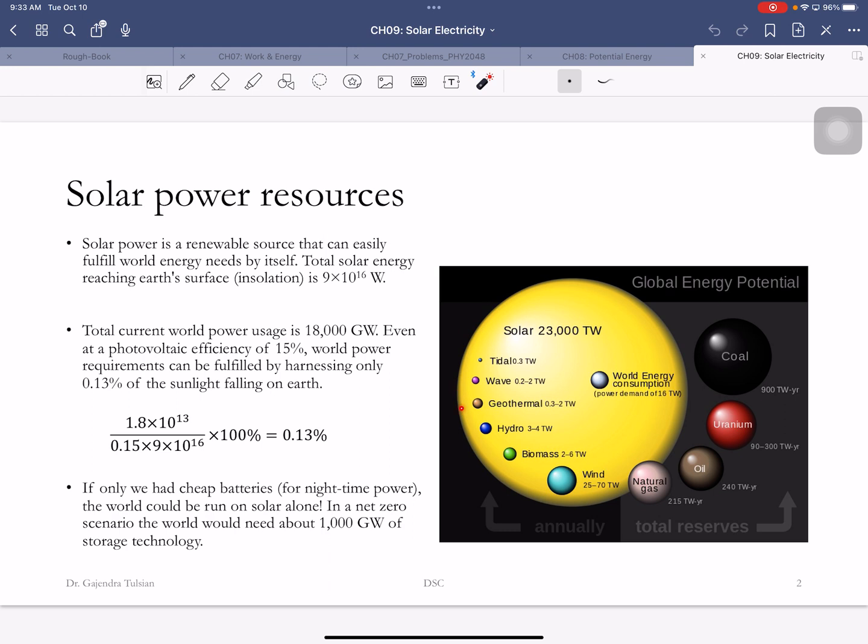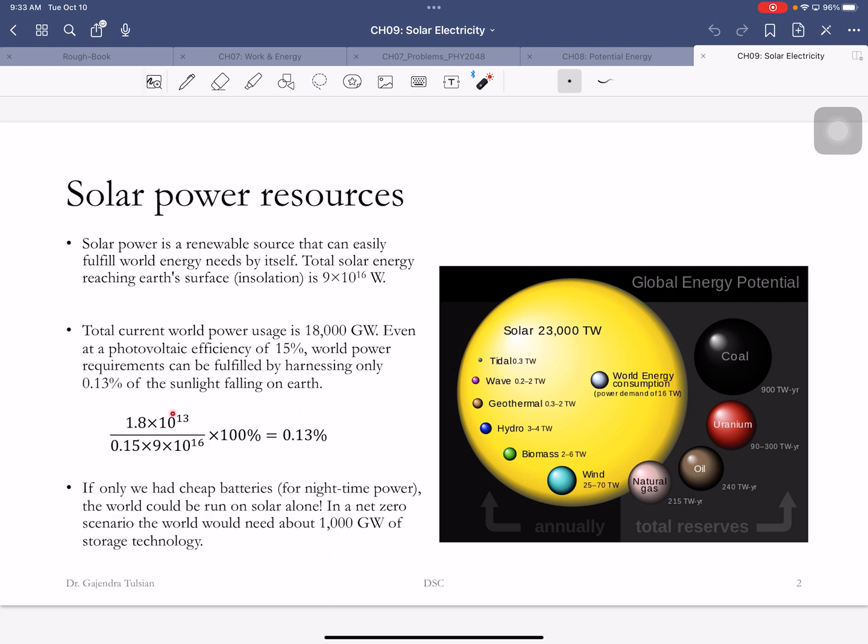Okay. This is how much sunlight is falling on the surface of the earth. This is how much solar energy you're getting. You can run the world on that. Okay, so there's plenty of sunlight falling on earth just to run the planet on just solar energy.